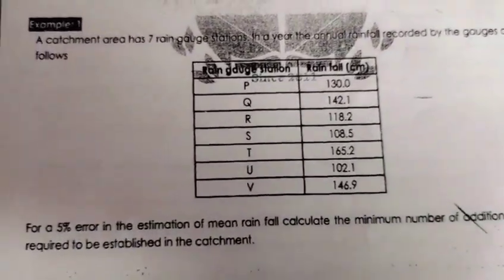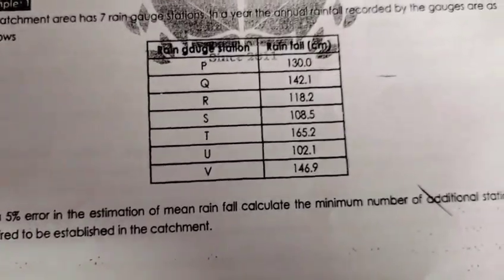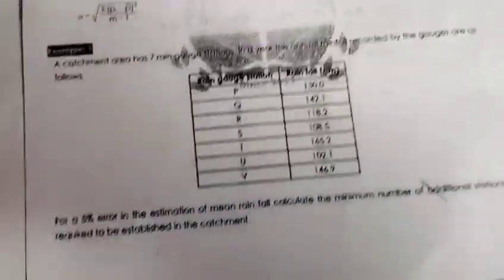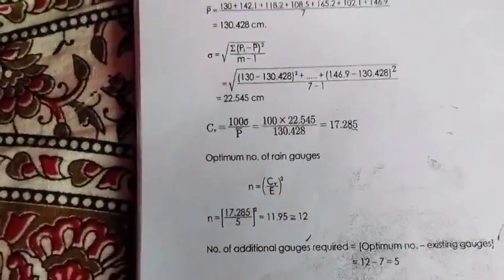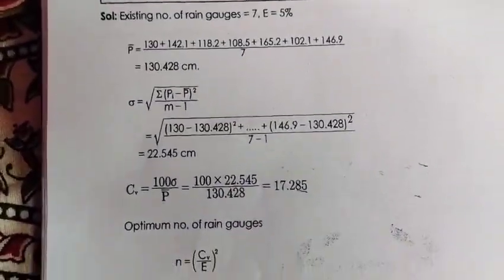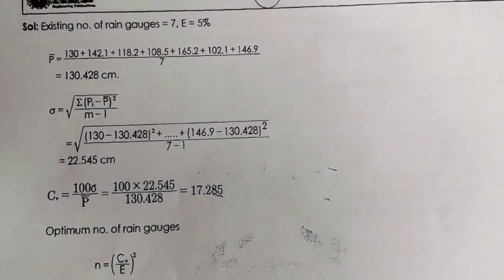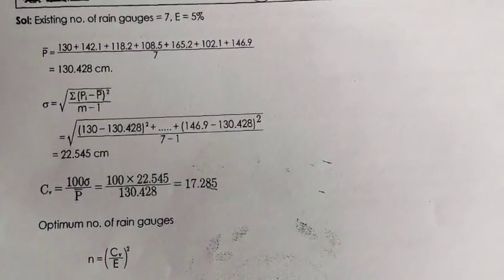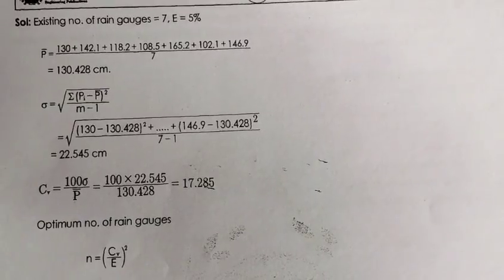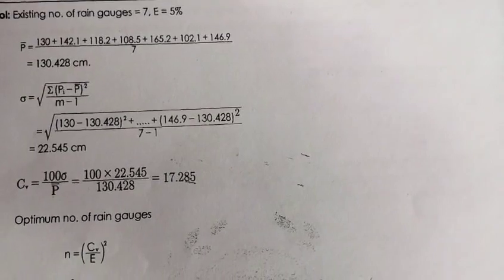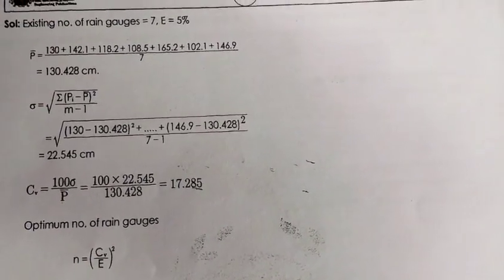and using the steps as we have seen earlier, we have to solve that particular question. Okay, let us see the answer for the particular question. As we know, the existing number of rain gauges is a total of 7. The given data is that the existing number of rain gauges is equal to 7. Error that is given is 5%.